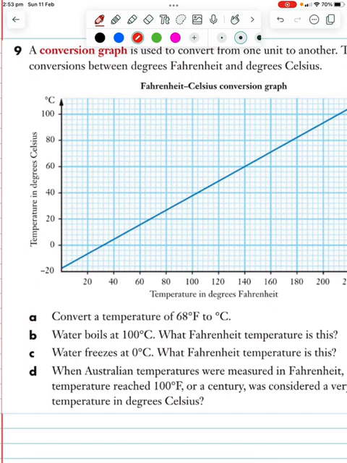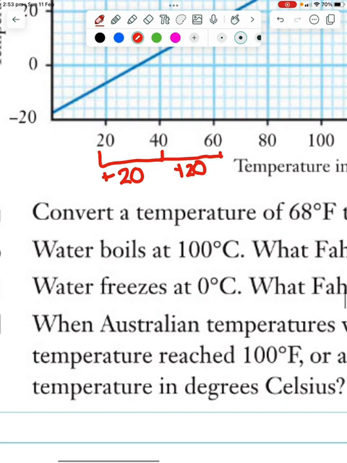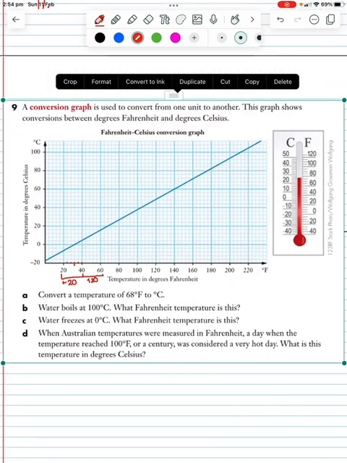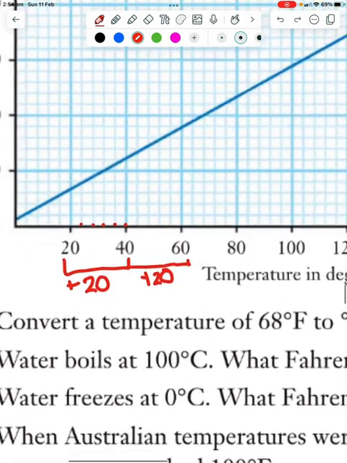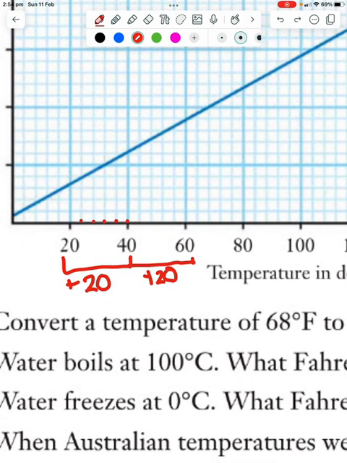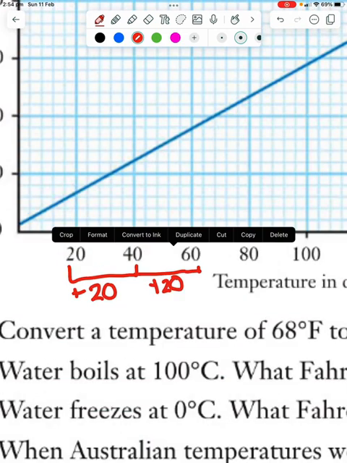So if I look at this interval here, we can see it's plus 20 and then plus 20. So that's what we're going up by. If I zoom in a little bit more, we've got 1, 2, 3, 4, 5. It's a little hard on the iPad. So we need to increase 20 over 5 spaces.